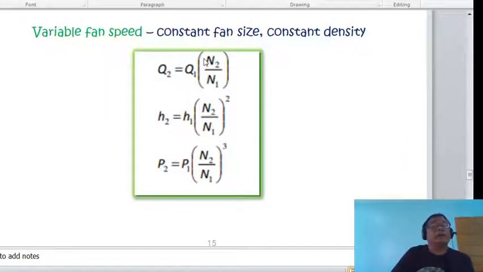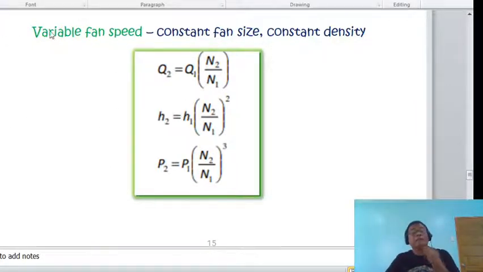Next is for variable fan speed, with constant fan size and constant density. Q sub 2 is equal to Q sub 1 times N2 over N1. H2 is equal to H1 times N2 over N1 raised to 2. And for power, power 2 is equal to power 1 times N2 over N1 raised to 3. Take note, class, this is for similar fans, that is, similar fans but different in sizes. Take note of that, class.